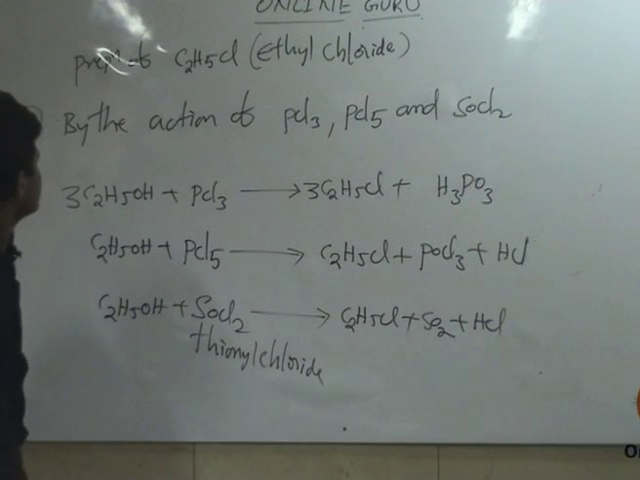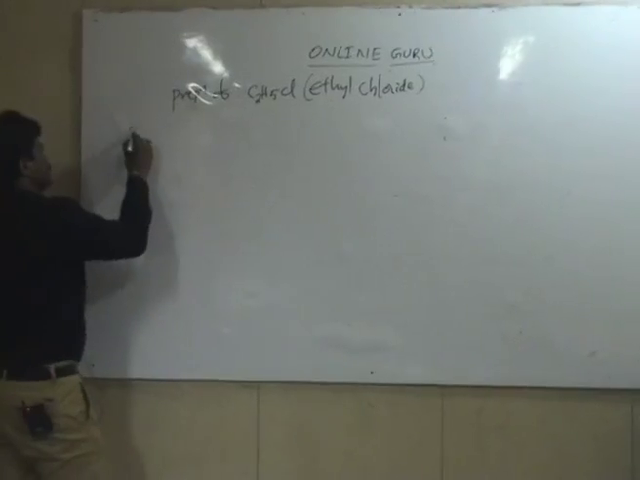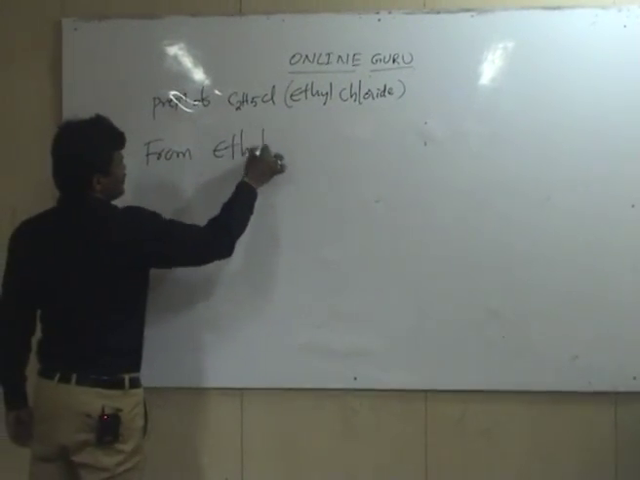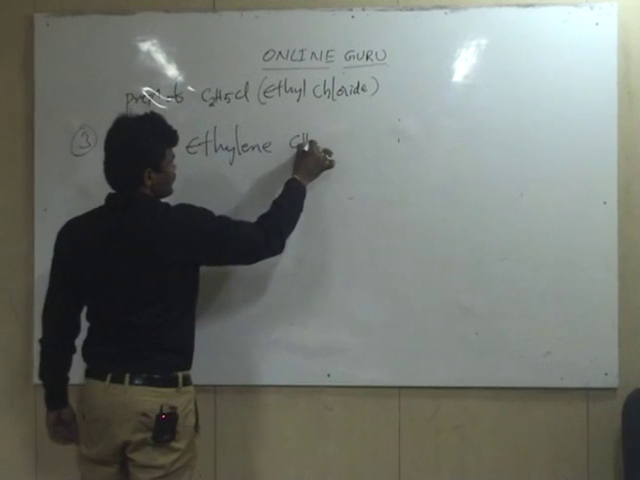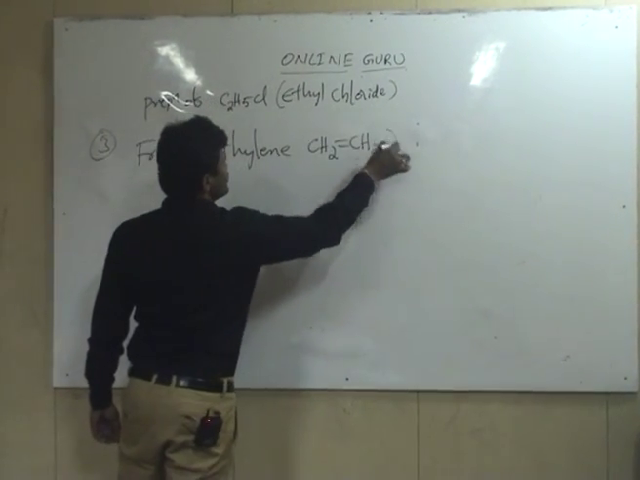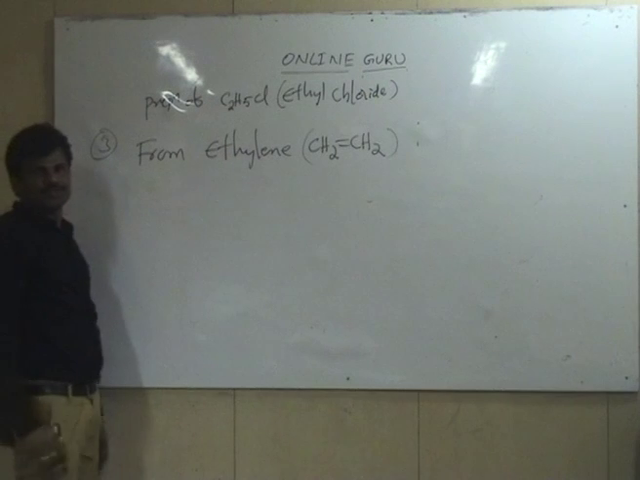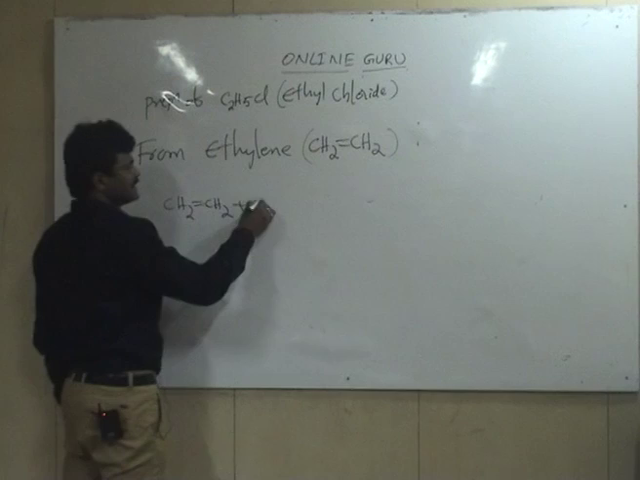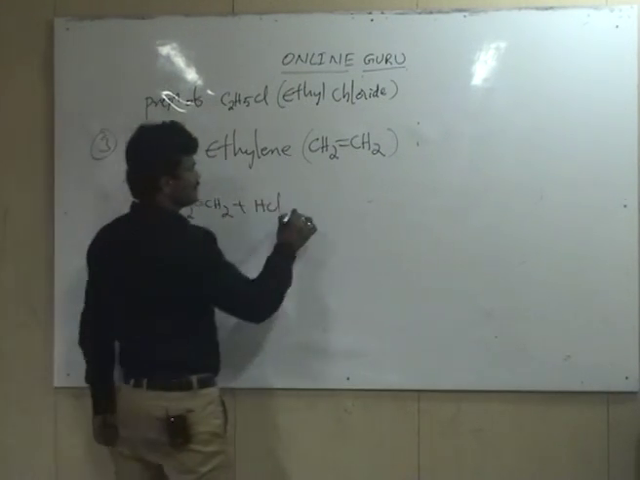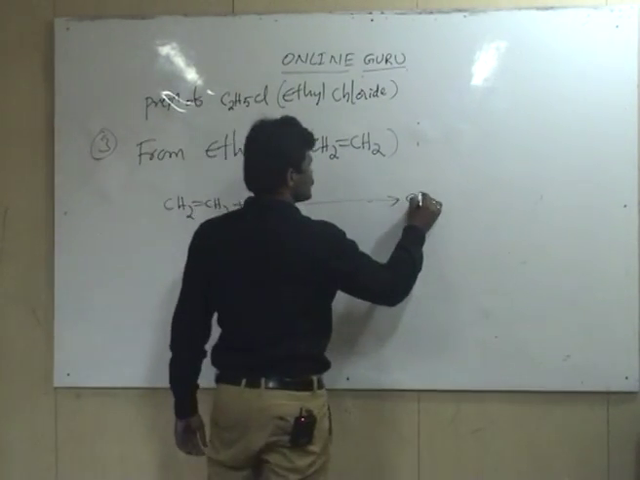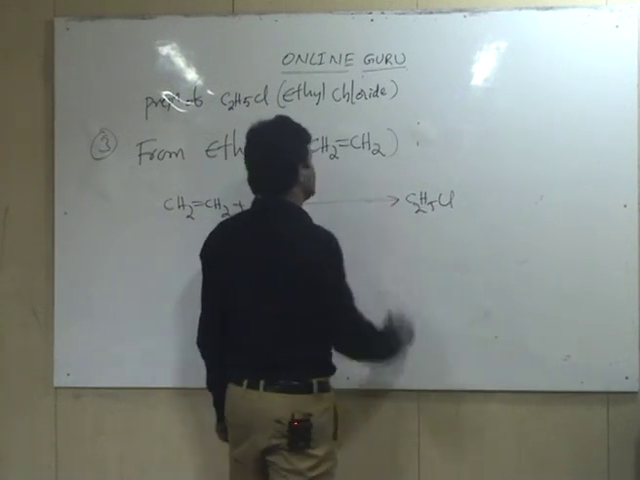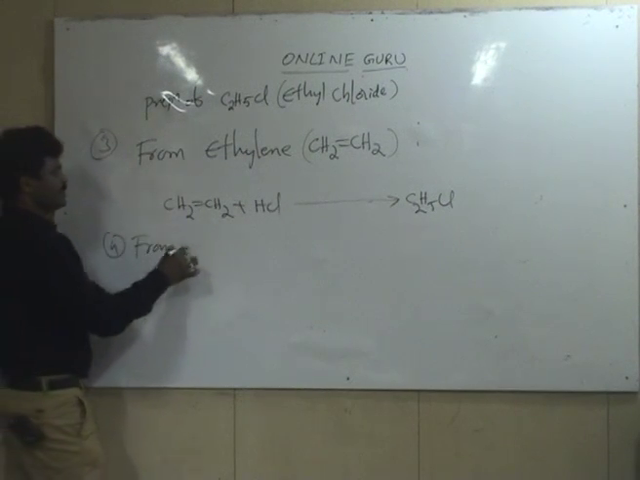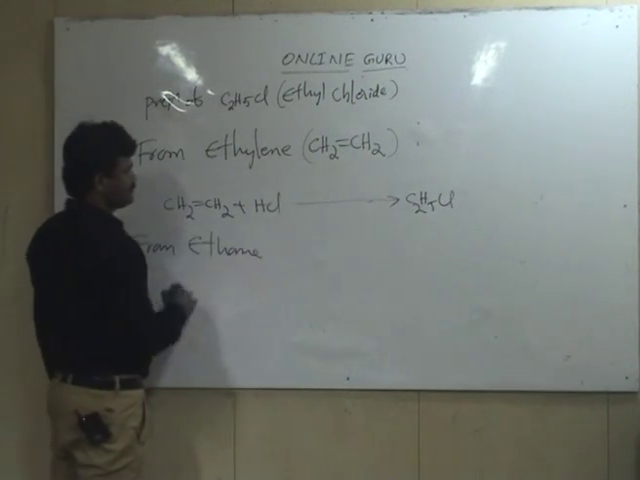Now, third preparation, from ethylene. Ethylene molecular formula is CH2=CH2. When ethylene reacts with HCl, it produces ethyl chloride.